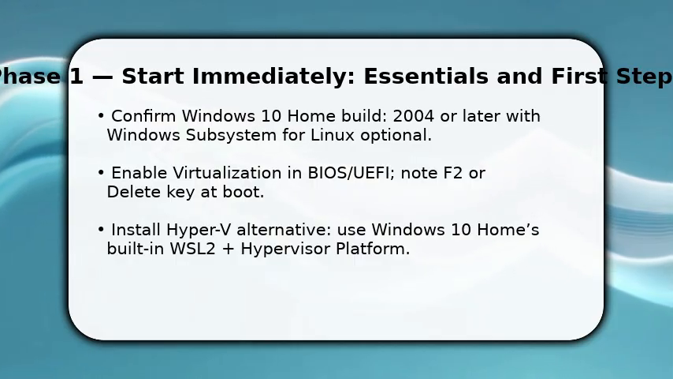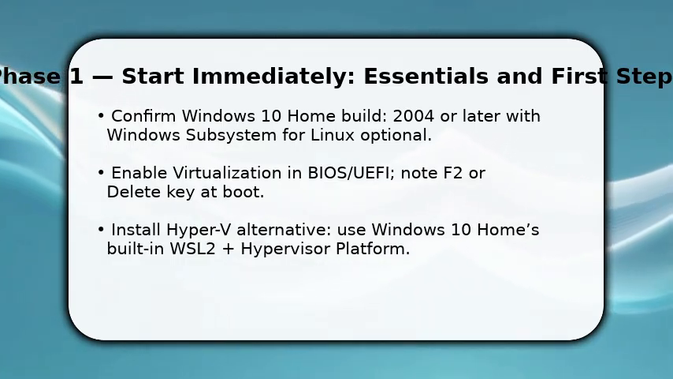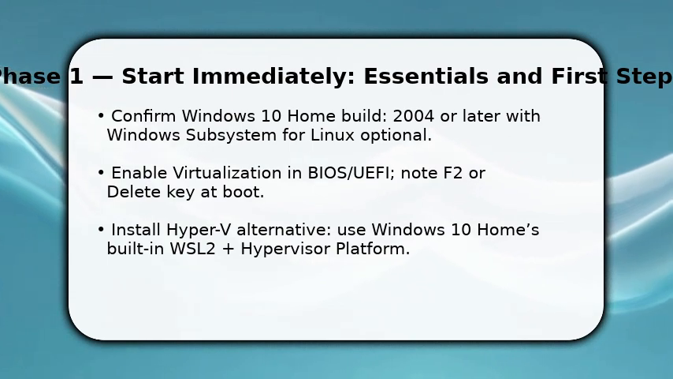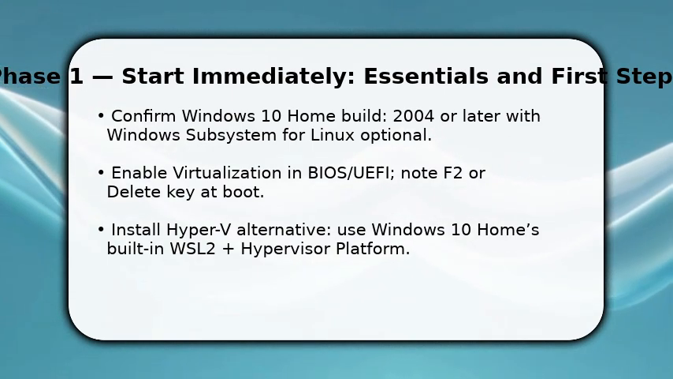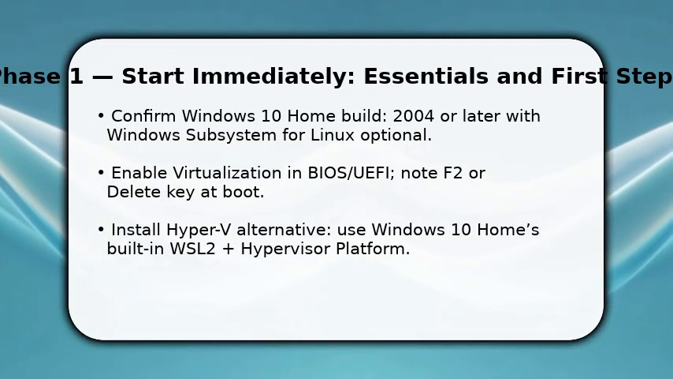Once done, you'll enable Windows features. Go to Turn Windows features on or off and enable Windows Hypervisor Platform and Virtual Machine Platform. Make sure WSL2 is installed because Home cannot enable Hyper-V directly, but this enables Hyper-V compatible hypervisor support.